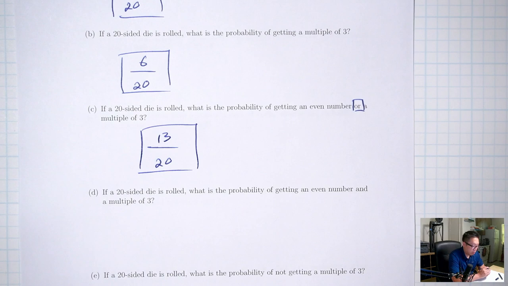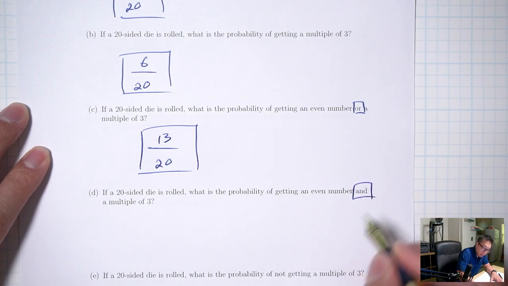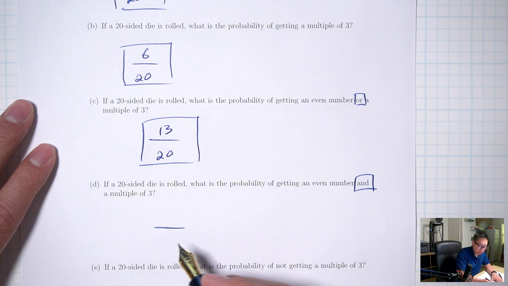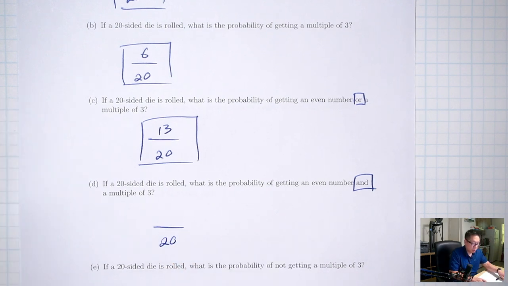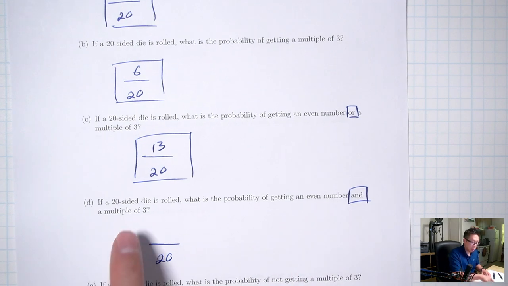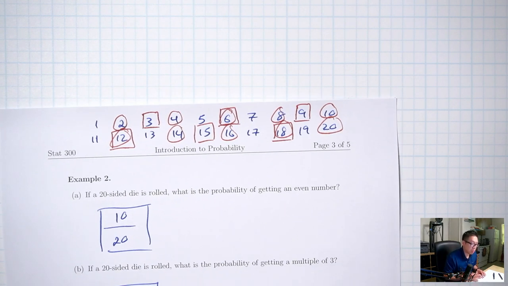Part D. If a 20-sided die is rolled, what's the probability of getting an even number and a multiple of 3? Keyword here is and. Bottom is going to be everything, which is 20. And means at the same time. So I want the ones that are even and at the same time multiples of 3. In this picture, I want the one that is circled and at the same time boxed.